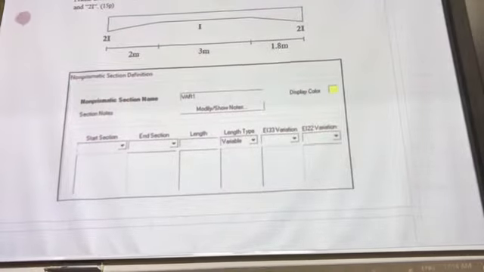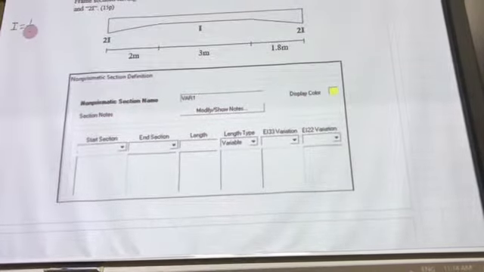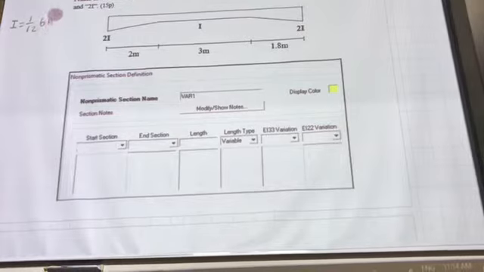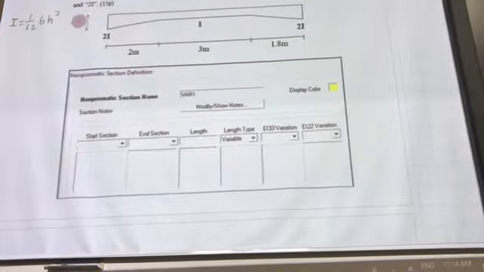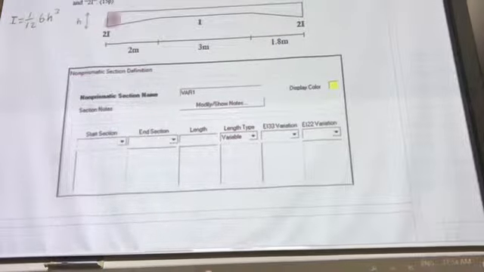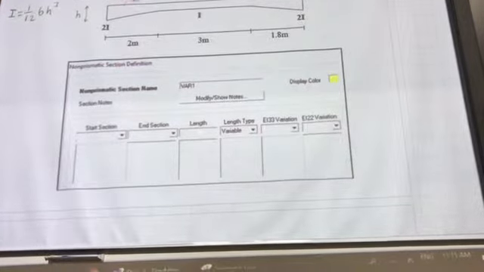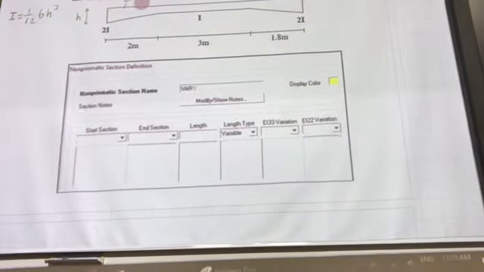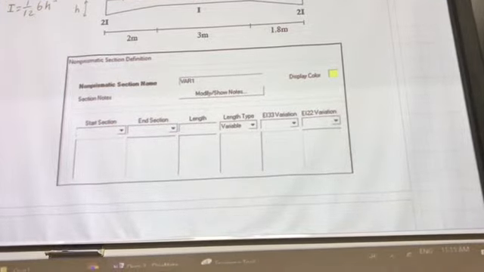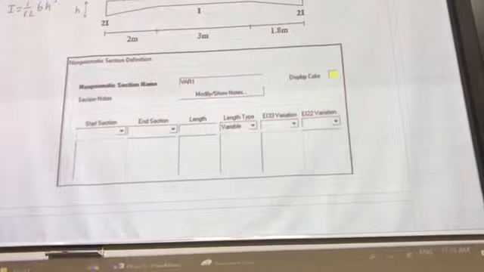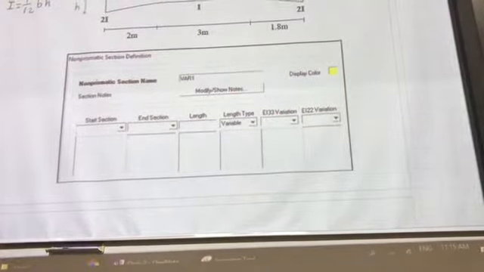What was the moment of inertia? I is 1/12 d h cubed. Now, what is h? h is this. Therefore, what is the variation here? The variation is cubic. Here the variation is linear. And here the variation is again cubic.